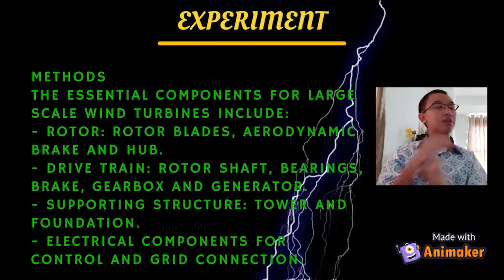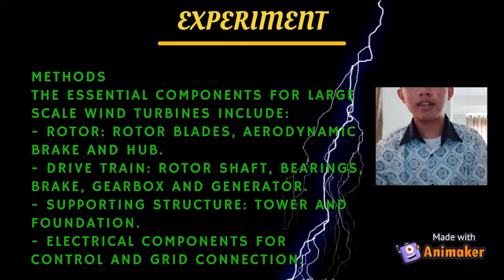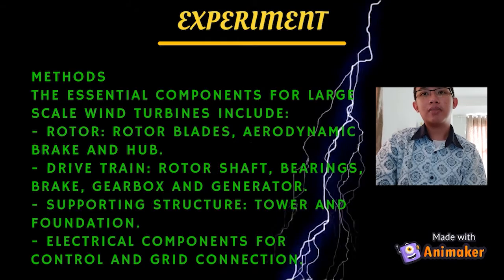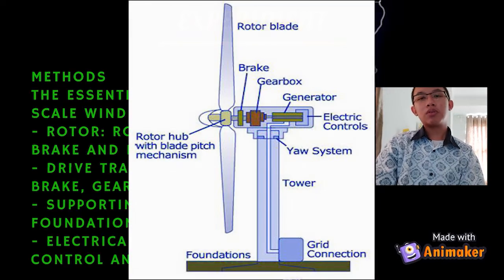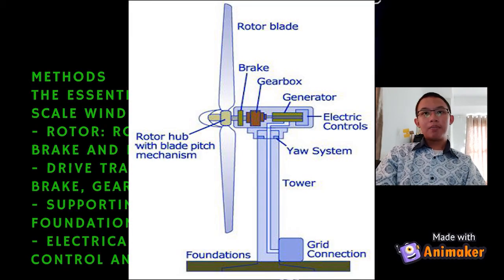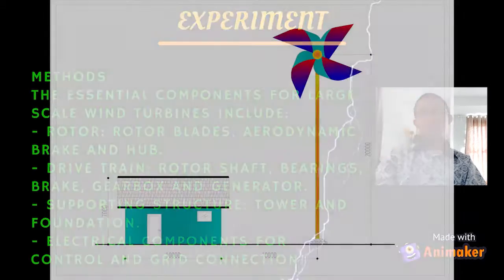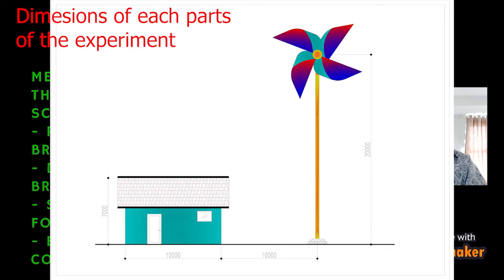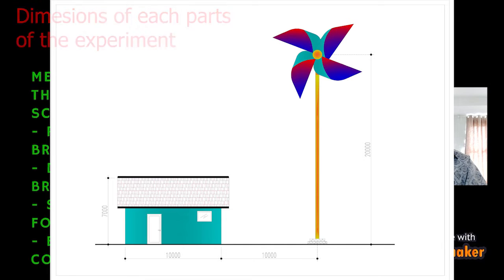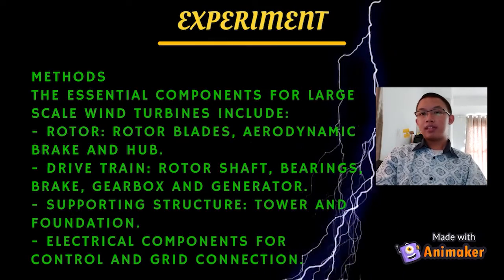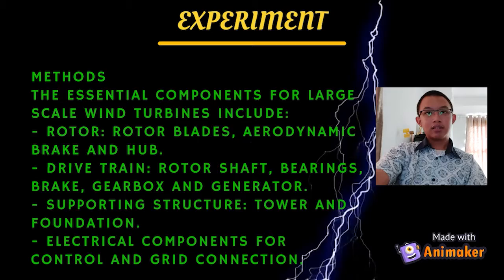Okay, so let's focus on my experiment specifically. The essential components for large-scale wind turbines include the rotor or rotor blades and hub, drivetrain, rotor shaft, bearings, brake, gearbox and generator, supporting structure, tower and foundation, and electrical components for control and grid connection. Maybe not for this experiment, because we simply connect the generator to the LED lights.